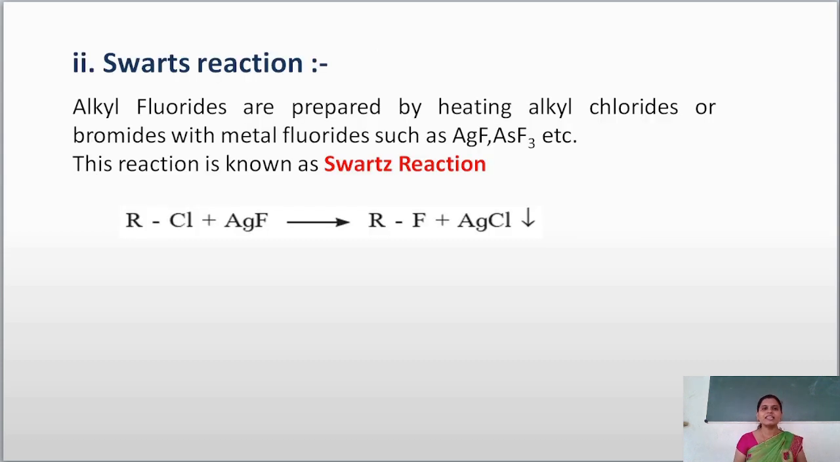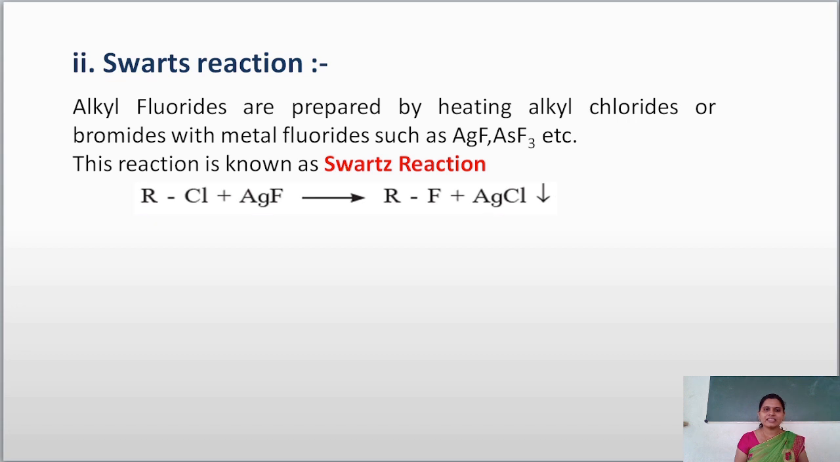Our next reaction is the Swarts reaction. This Swarts reaction is mainly used for the preparation of alkyl fluorides. Alkyl fluorides are prepared by heating alkyl chlorides or bromides with metal fluorides such as AgF, AsF3. So we have to use metal fluorides like silver fluoride, arsenic fluoride, or we can take antimony fluoride also. The general reaction is RCl, that is alkyl chloride, reacts with silver fluoride to get RF, that is alkyl fluoride, and AgCl as a precipitate in this reaction.